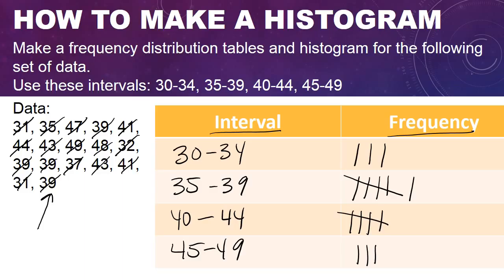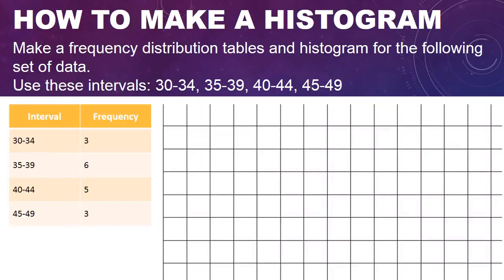So right now we created a table that had our intervals listed, and now the frequencies. So we know that between the interval 30 to 34, the data occurs 3 times. Between 35 and 39, it occurs 6 times. Between 40 and 44, it occurs 5 times. And between 45 to 49, it occurs 3 times.